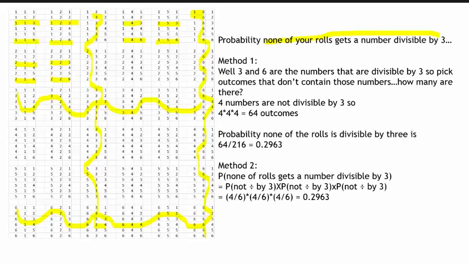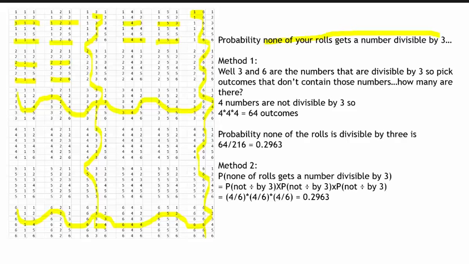So the probability that none of the rolls is divisible by 3 will be that 64 divided by 216, which is 0.2963. Now the second method would be to just use the multiplication rule, and you can see how quick and fast this method is.